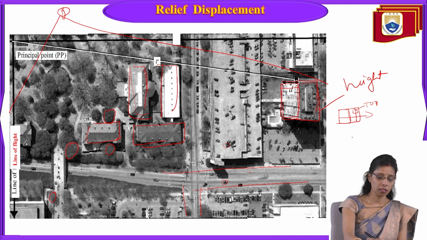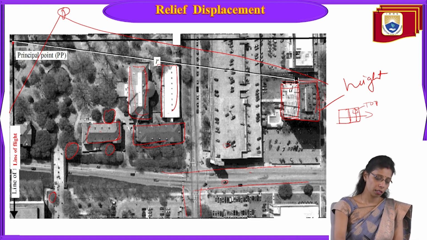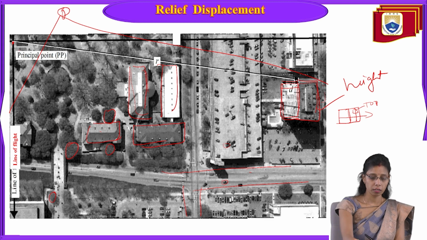Now here you can see there is a principal point. I hope you remember what the principal point is. In the previous lecture we have already discussed it, and this is the line of flight. This is the flight line. It is going like this. This is the principal point.